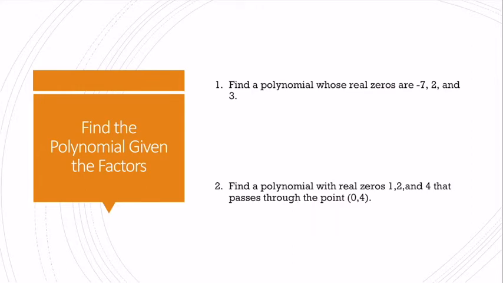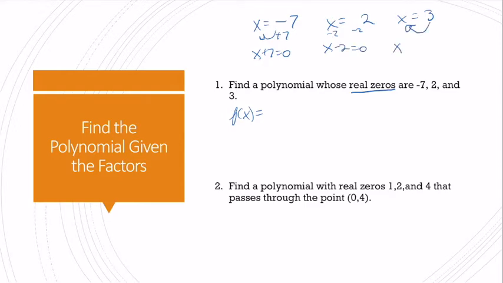So let's practice finding some polynomials given their factors, okay? I want to find a polynomial whose real zeros are negative 7, 2, and 3. So f of x has a 0, right? That means if I solved this, I'd get x equals negative 7, x equals 2, x equals 3. So in order to get these back set equal to 0, I've got to move my constants over. So I get x plus 7 equals 0, x minus 2 equals 0, and x minus 3 equals 0.